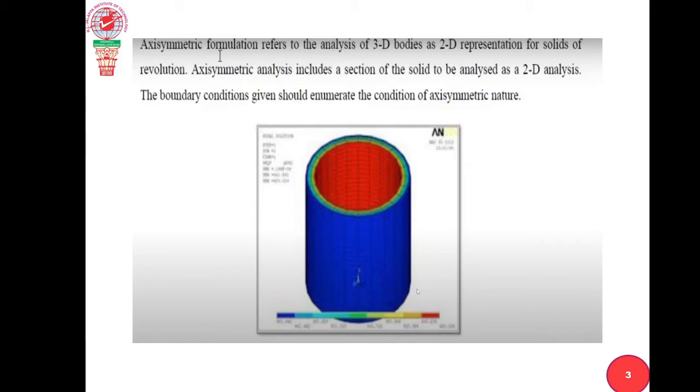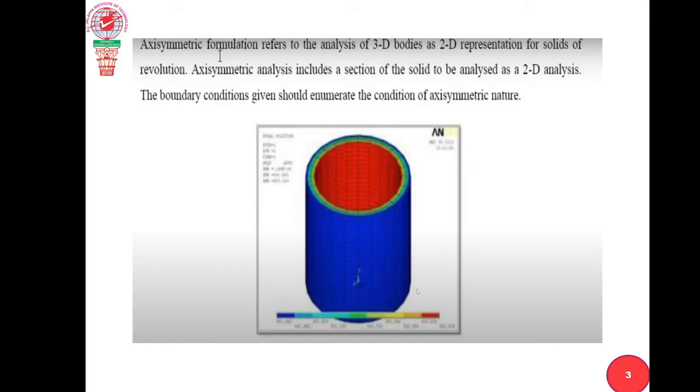Can anyone tell me what the types of elements are? Yes, 1D, 2D, 3D. Yes, axisymmetric. Good. In that we discussed 1D, 2D, 3D. 1D means there is 1 degree of freedom at each node. The 1D bar element is one kind of 1D element, and displacement we consider only along the x-axis.